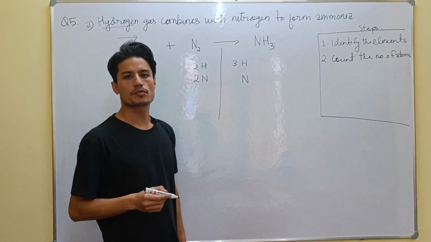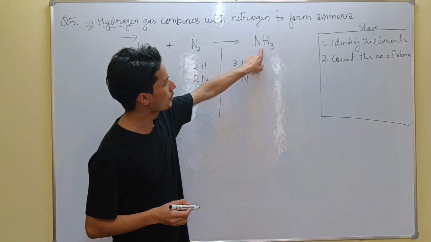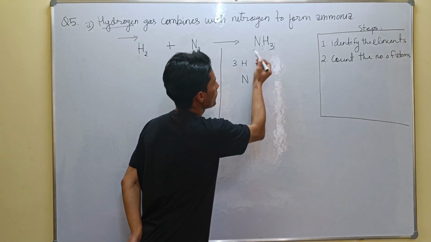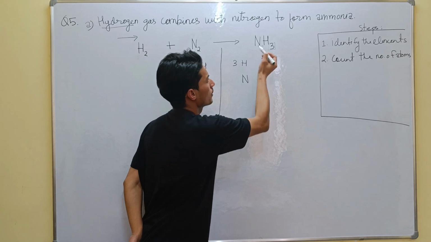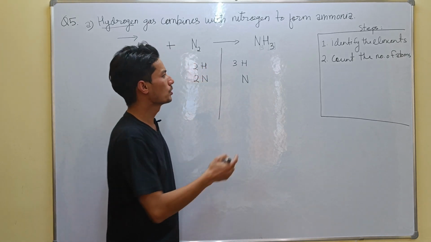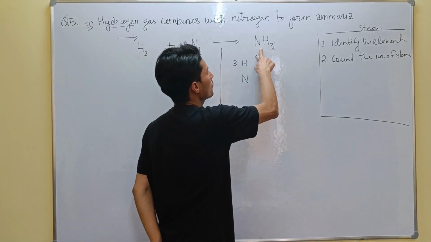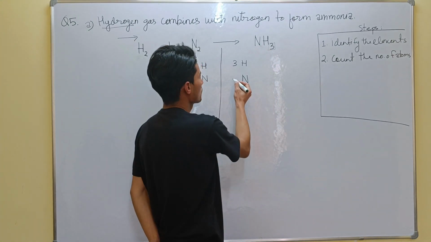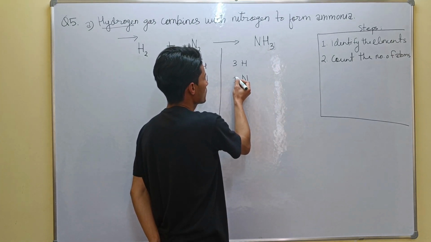Then how many atoms of nitrogen? Do you see any number below nitrogen? We have this position here below nitrogen, but do you see any number here? No, you do not see any number here. If we do not see any number here, it means it is 1. 1 is always there. So the number of nitrogen atoms is 1.